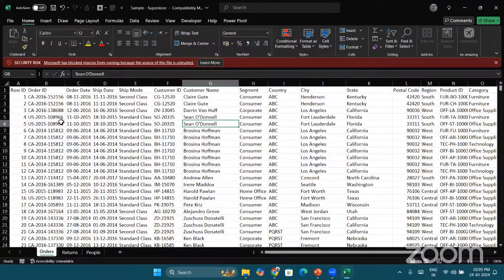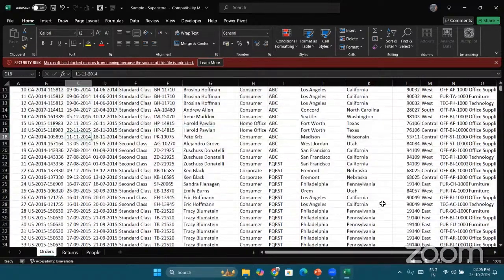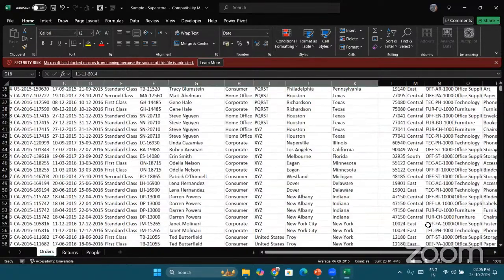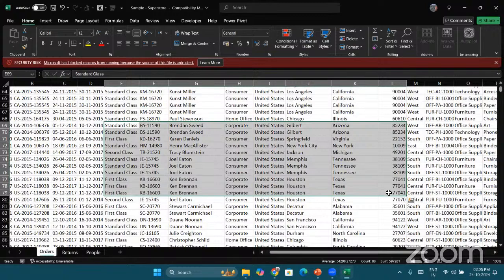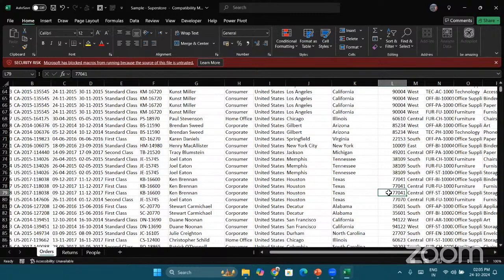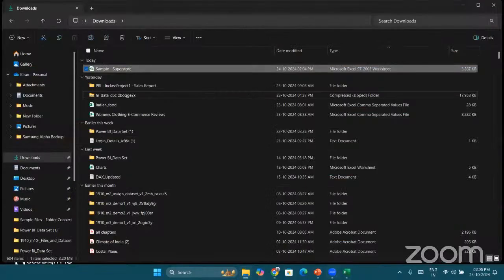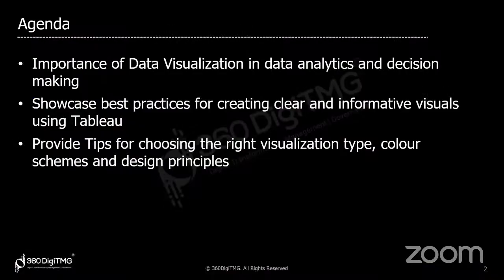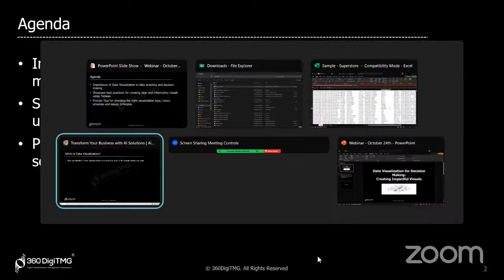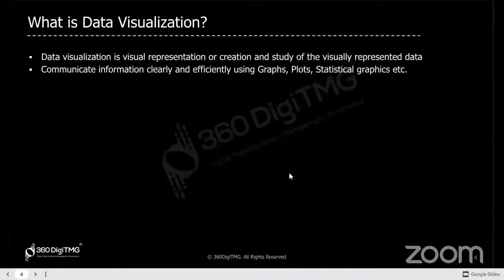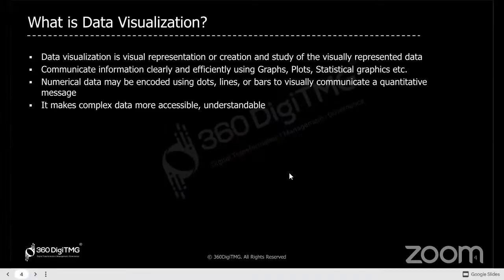So instead of looking at the data like this, if we could present the same data in a graphical format, it will add a lot of meaning and it makes it very easy for us to understand and analyze the data. So what is data visualization? Pictorial representation of data, right? Why should we do this? Because a picture speaks 1,000 words. In simplest form, I can say picture speaks 1,000 words.